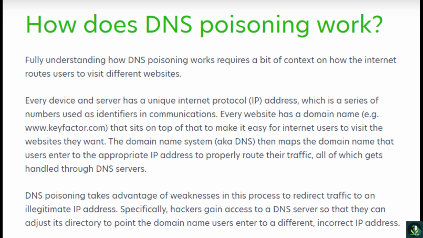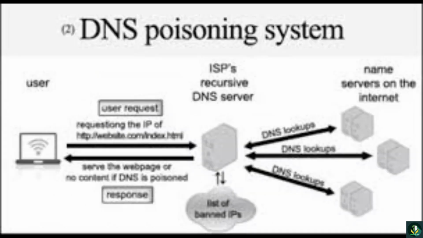The domain name system then maps the domain name that users enter to the appropriate IP addresses to properly route the traffic, all of which gets handled through DNS servers. DNS poisoning takes advantage of weakness in this process to redirect traffic to an illegitimate IP address. Specifically, hackers gain access to a DNS server so that they can adjust its directory to point the domain name elsewhere. That is how DNS poisoning works.